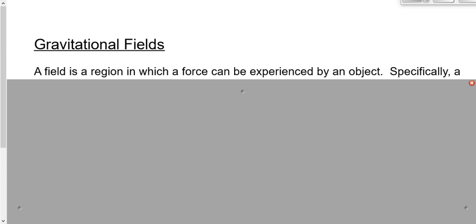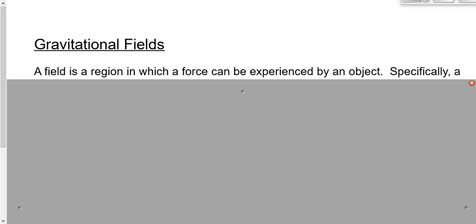But how do we describe it? If we can't describe it as a force acting on the board marker, we have to have some other way of describing gravity. Hence the introduction of gravitational fields, the concept of gravitational fields. In general, we would say a field, gravitational or otherwise. There's other kinds of fields as well, electric fields, magnetic fields that you learn about in Physics 30. In general, a field is a region in which a force could be experienced by something.